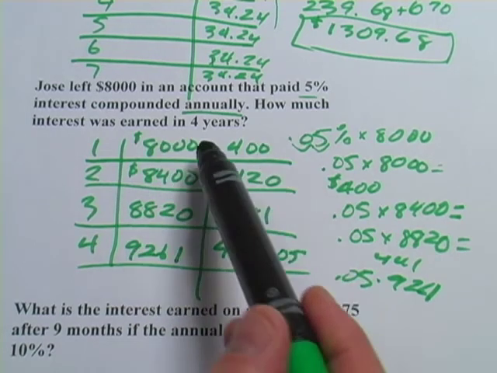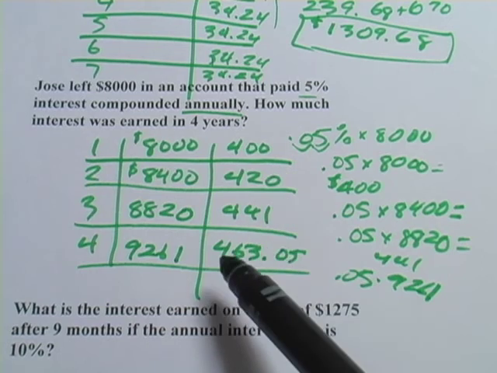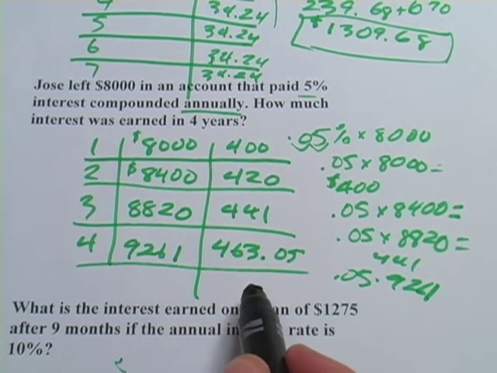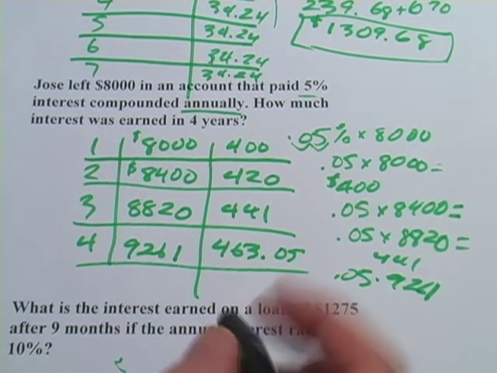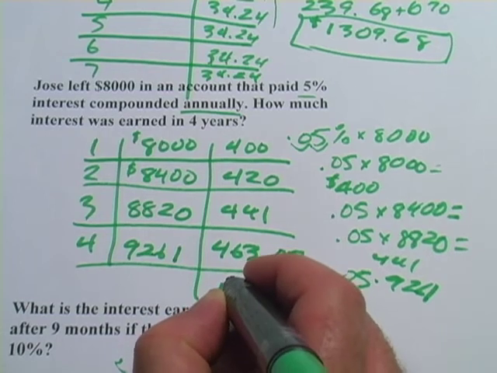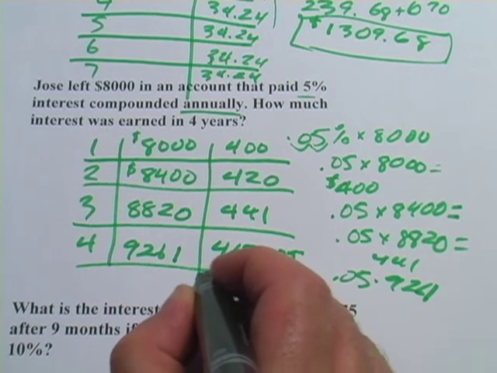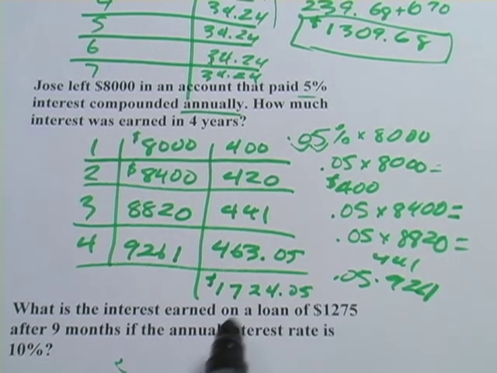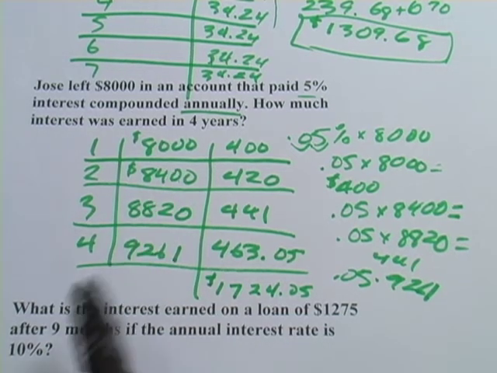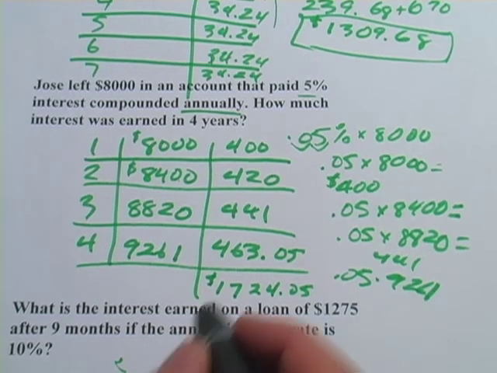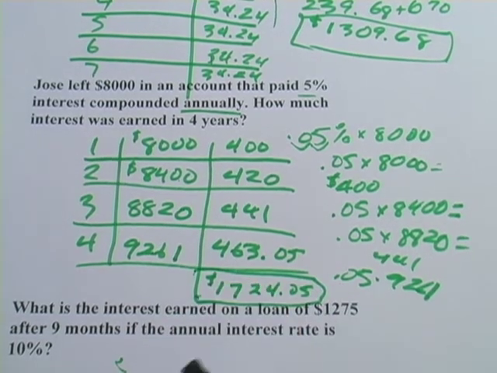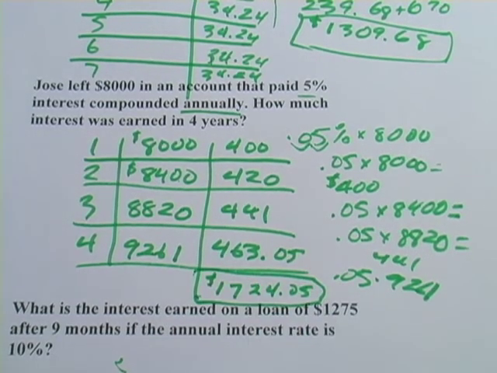But we want to know how much interest was earned, so all I have to do is add up everything in this column here. And that adds up to $1,724.05 in interest. So after only 4 years, I've earned, well, close to $2,000 in interest on my initial $8,000 investment. So for this problem, that's what our answer would be, the amount of interest that was earned.